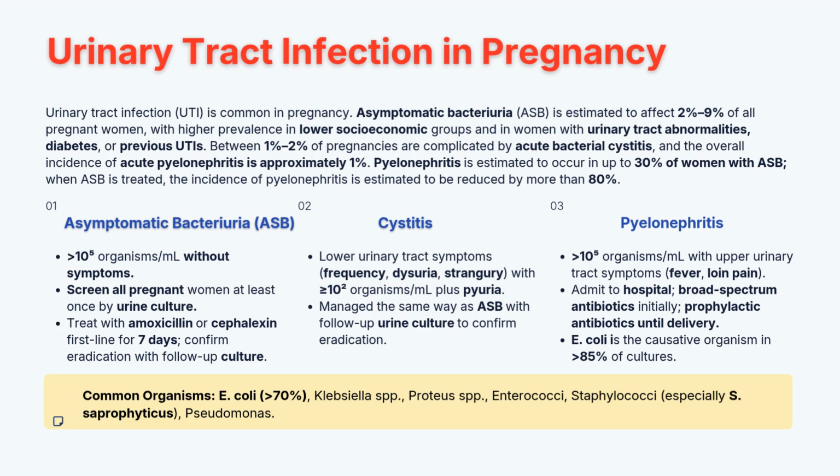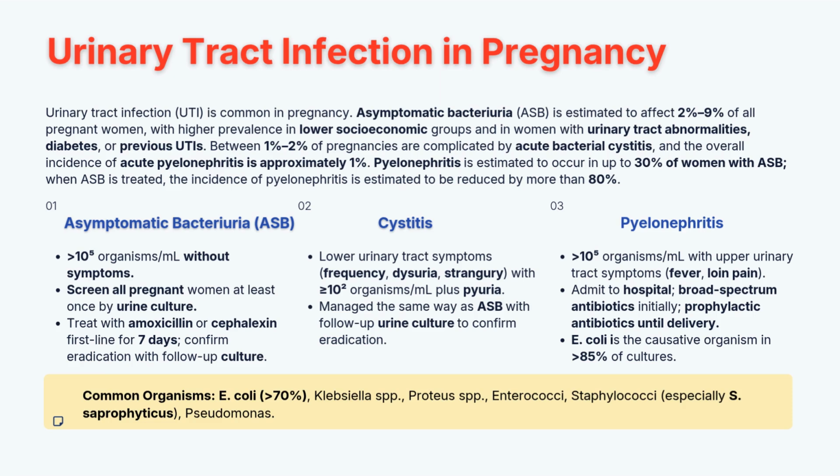Urinary tract infection is very common during pregnancy because urinary stasis, ureteric dilatation, and changes in bladder function all increase the risk of bacterial growth. Asymptomatic bacteriuria affects roughly 2 to 10% of pregnant women. If asymptomatic bacteriuria is left untreated, up to 30% of women may go on to develop pyelonephritis. Screening with urine culture at least once during pregnancy is recommended for all pregnant women.